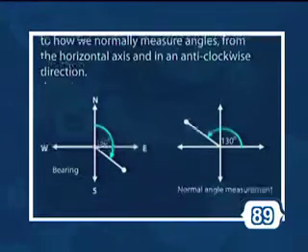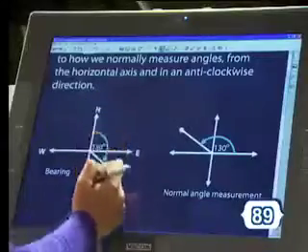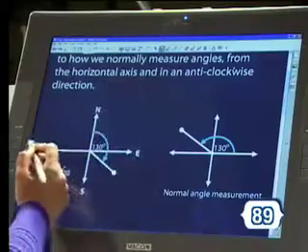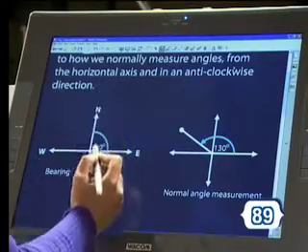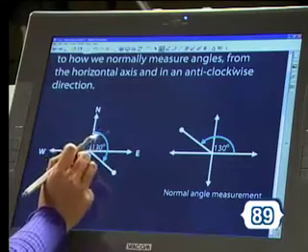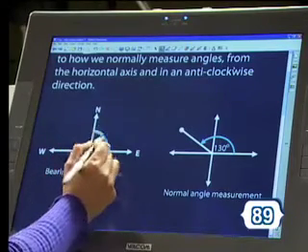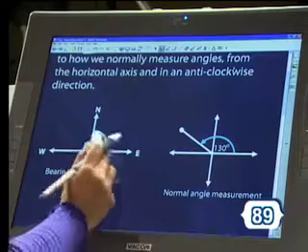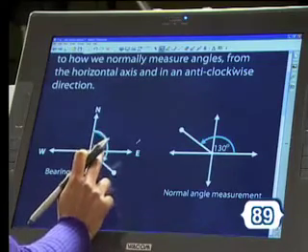So if we look at the sketch, we have an axis showing the north, east, south and west. And what we do when we measure a bearing is from the north, we then measure the angle in a clockwise direction, as you can see. So that would be a bearing of 130 degrees.